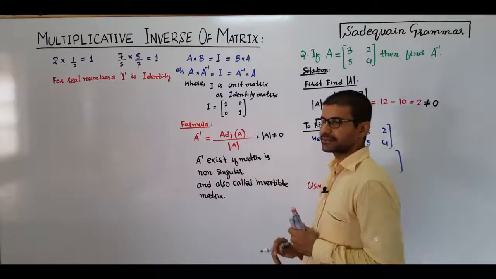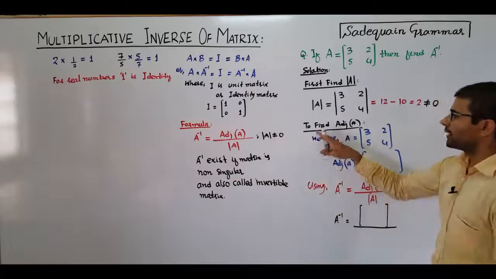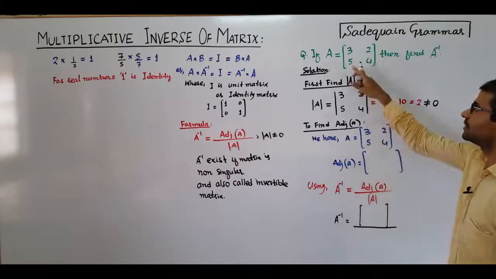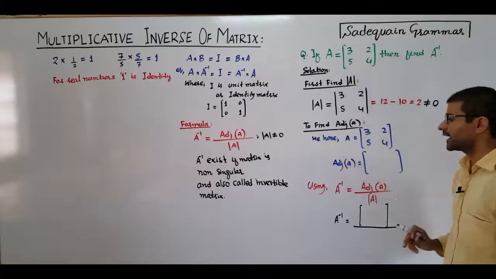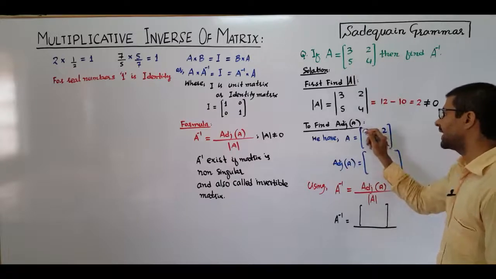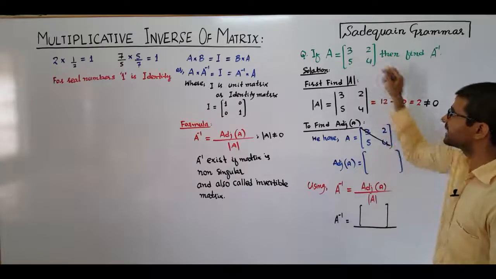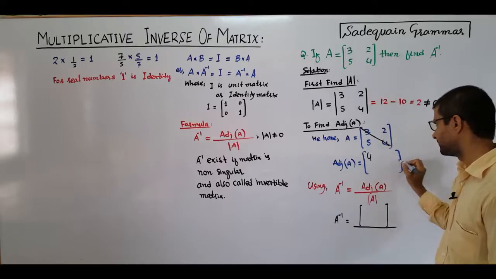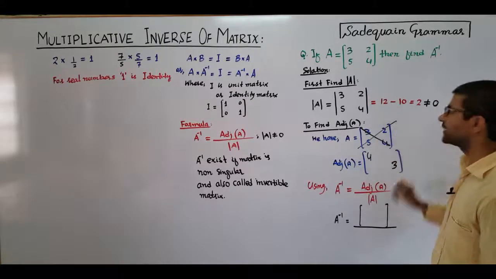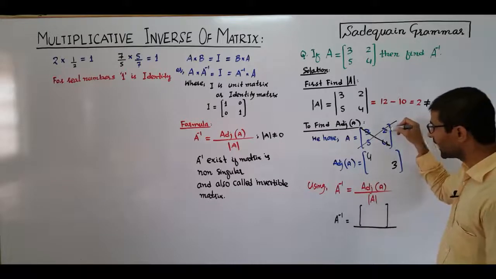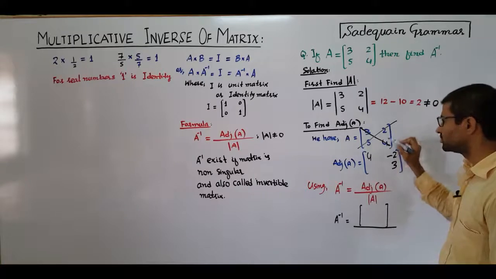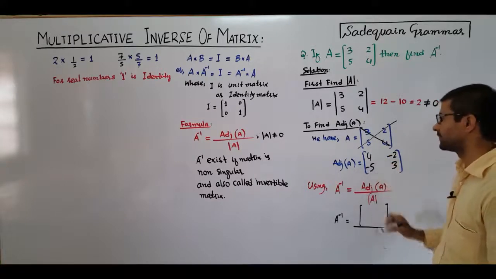A inverse exists. Now we have to find the adjoint of A. We have matrix A: 3 2 5 4. Now how can we find the adjoint? Just by interchanging the diagonal elements. Diagonal elements are 3 and 4. Interchange them and change the sign of the non-diagonal elements. Just change the sign of the non-diagonal. 2 will become minus 2. 5 will become minus 5.